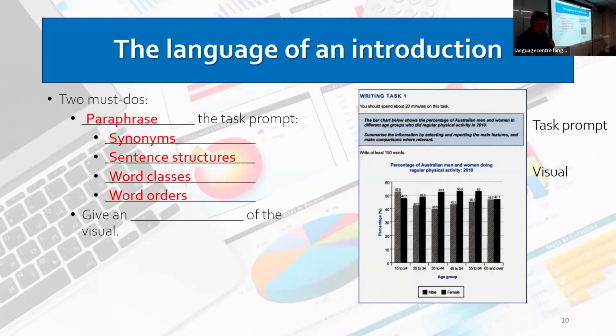Other than paraphrasing, we can't ignore the visual here. Give an overview of the visual. Tell the reader what the visual is and what it is roughly about. But again, you don't have to go into detail. So two must-dos here: paraphrasing and giving an overview of the visual.